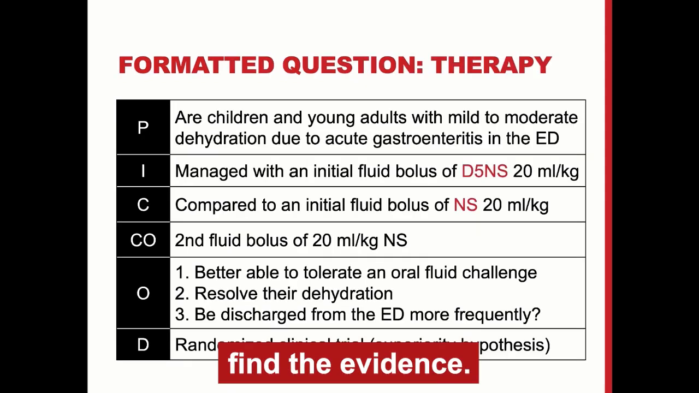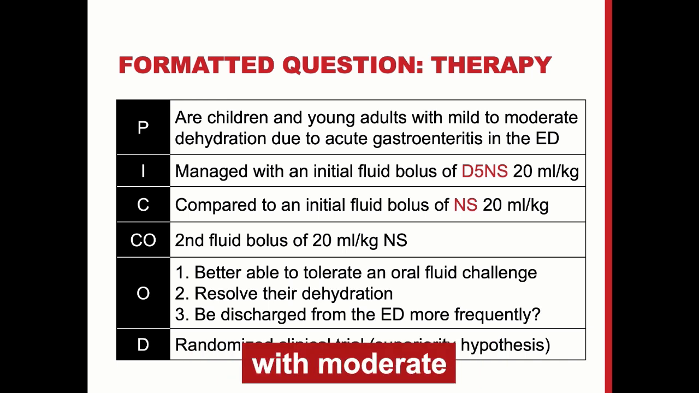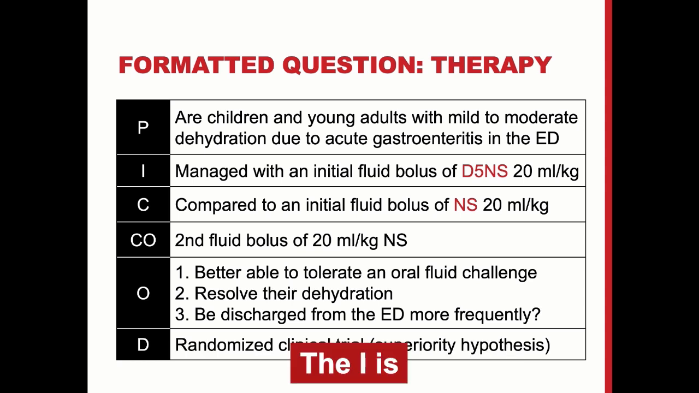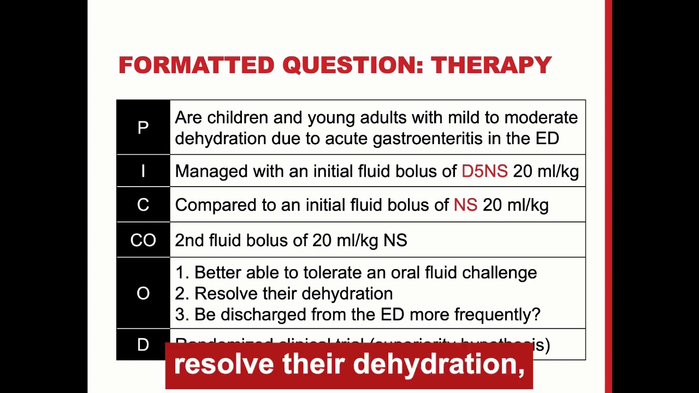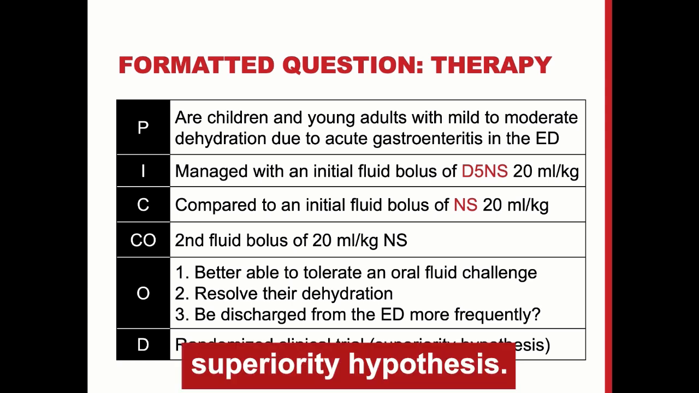In the dextrose study, the P for patients is children and young adults with moderate dehydration due to acute gastroenteritis in the emergency department. The I for intervention is an initial fluid bolus of 20 mL per kilo of 5% dextrose in normal saline. The C for control is an initial fluid bolus of 20 mL per kilo of normal saline. The O for outcome is tolerate an oral fluid challenge, resolve their dehydration, and be discharged from the emergency department. The design was a randomized clinical trial with a superiority hypothesis.